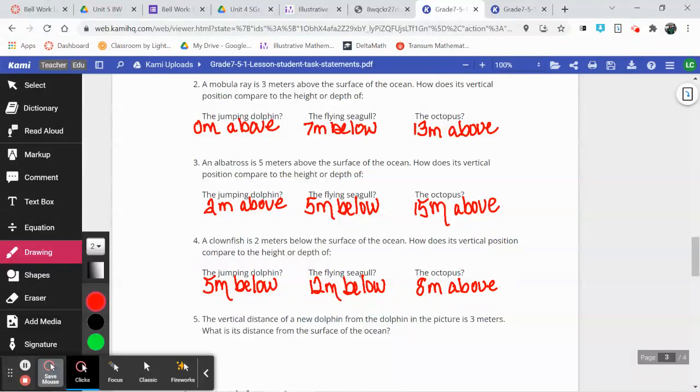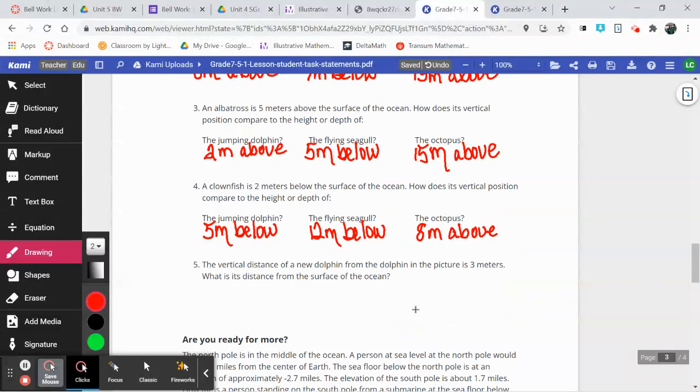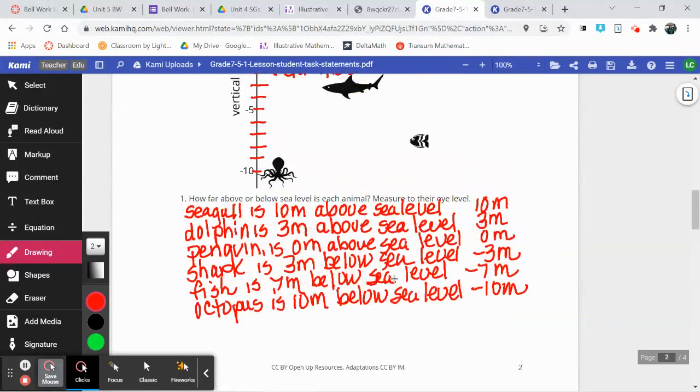All right. Question 5. The vertical distance of a new dolphin from the dolphin in the picture is 3 meters. What is its distance from the surface of the ocean? Well, that's kind of a tricky one because notice in there it doesn't say if it's above or below the dolphin, does it? So 3 meters.